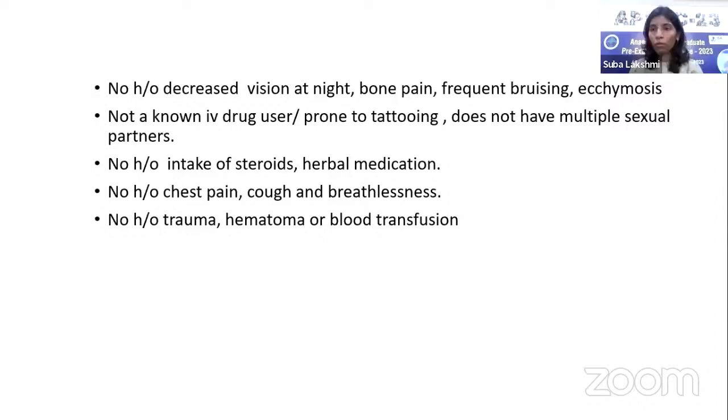Ma'am, during induction, most of the anesthetic drugs will cause hypotension, and laryngoscopy will cause a sympathetic response and hypertension. So I have to monitor these two. So I would put an awake arterial line, ma'am.